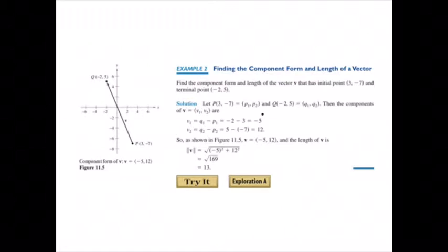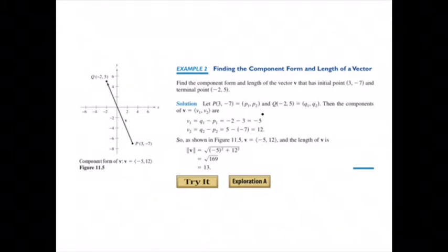So essentially when you're finding the component form of a vector, v in this case, you're going to subtract the first x value from the second x value. So in this case, the terminal point minus the initial point. So you're going to have -2 minus 3 for the x value of v, and for v2 you're going to have 5 minus -7. So with that you're going to get the vector v equals -5, 12.